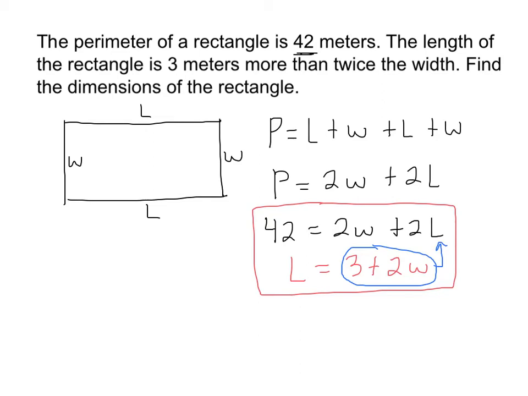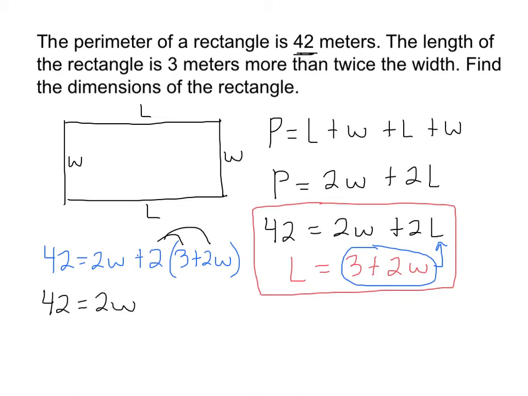And so I've got 42 equals 2W plus 2 times 3 plus 2W. And all I did was I took 3 plus 2W, which is represented by L, and I plugged it in for L into the other equation. And so I'm going to distribute 2. So I have 42 equals 2W plus 6 plus 4W. All right, what's 2W plus 4W? 6W. So I got 42 equals 6W plus 6.